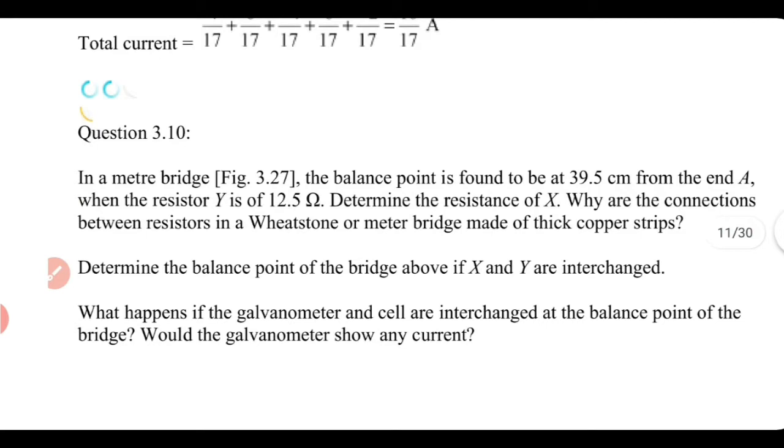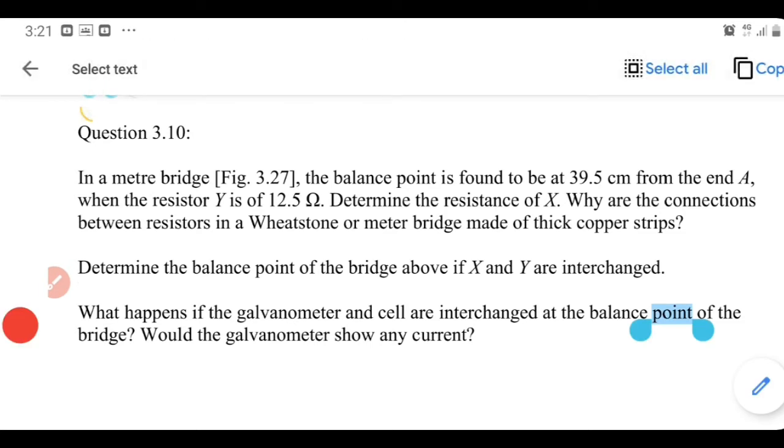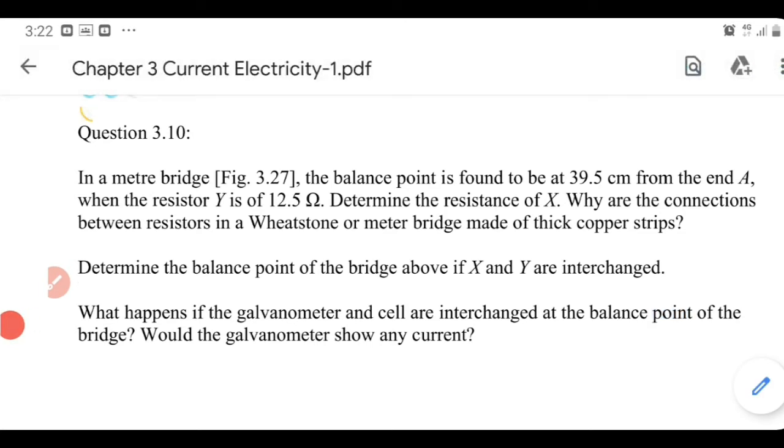Now coming to next question, that is question 3.10. In a meter bridge, that is figure 3.27, the balancing point is found to be at 39.5 centimeter from the end A when the resistor Y is of 12.5 ohm. Determine the resistance of X. Why are the connections between the resistors in a Wheatstone or meter bridge made of thick copper strips? Determine the balancing point of the bridge above if X and Y are interchanged. One more question is there.